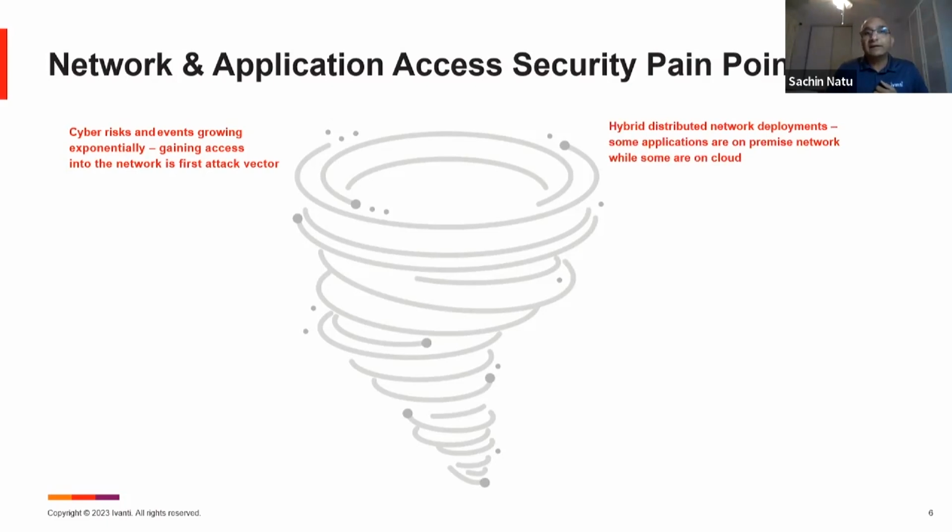Number two, the network of the previous days is not there anymore. People are migrating applications from the private data centers into the public clouds, or to SaaS, or even to the internet. So your network is now extremely amorphous, and now you have to guard against all these attacks on a very amorphous deployment.